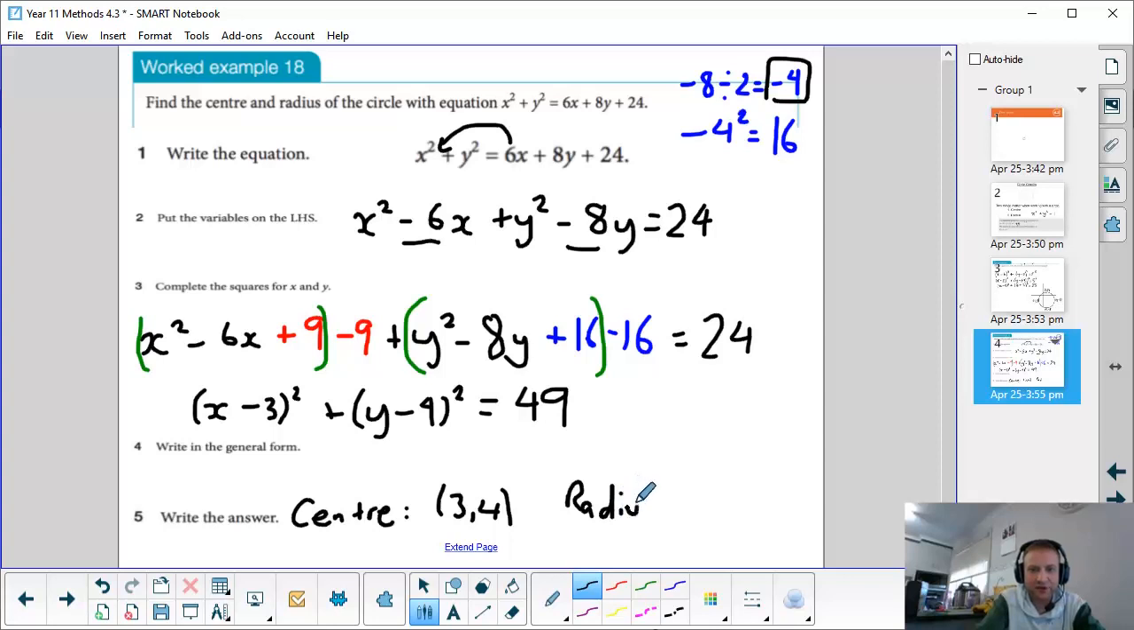Okay, the radius isn't 49. The radius is whatever I square to make 49. So the radius is 7. You can square root 49 to find that, or you can just think, I know what number times itself is 49. Okay, so that's your worked example that'll help you get through the rest of the chapter.